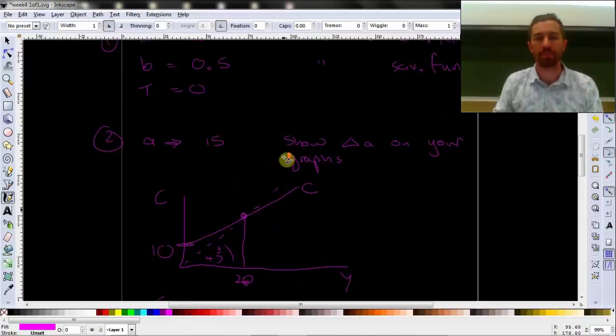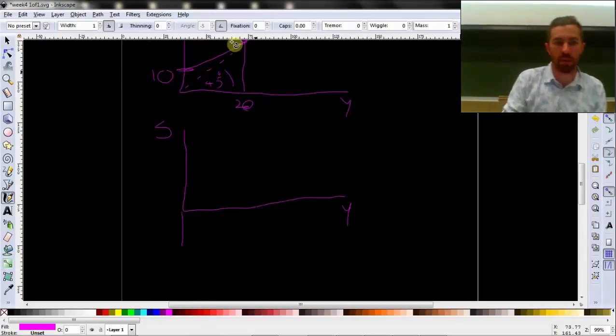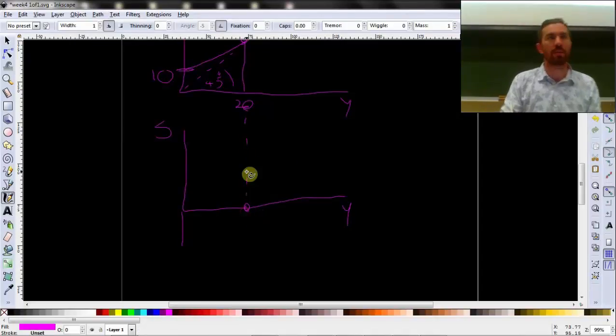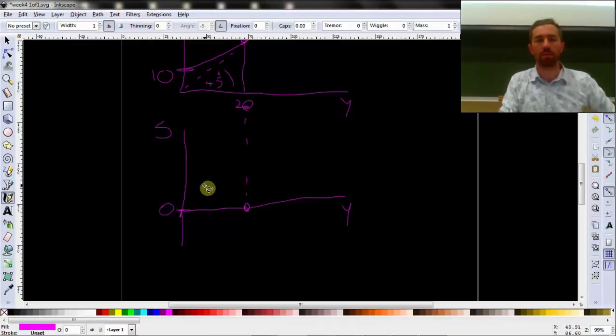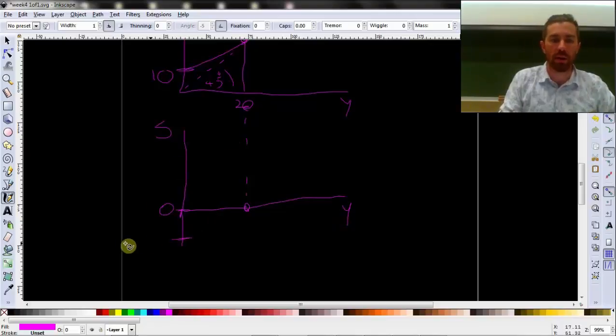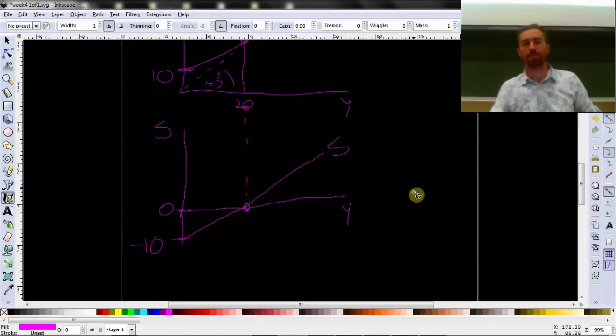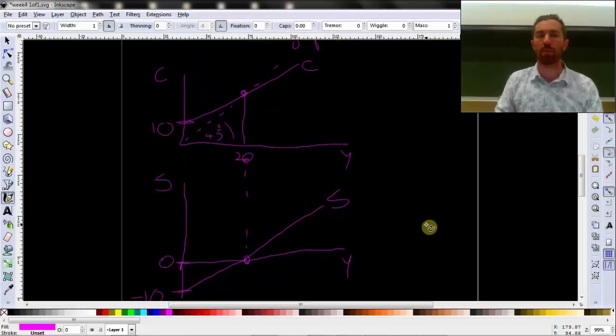Okay? On your savings function then, where y equals 20, that is where our savings function should cross the value of 0. So in other words, our y-axis at the value of 0. Our intercept should be negative 10. This is our savings function. Okay? Everyone happy with those graphs? Any issues?